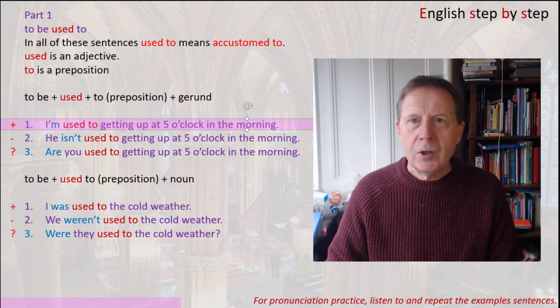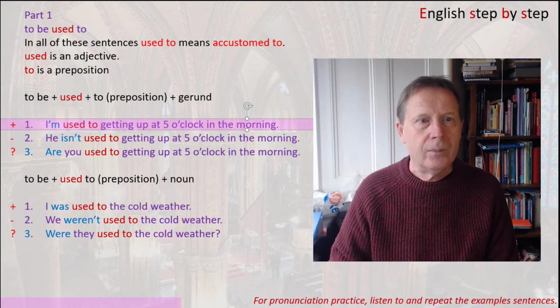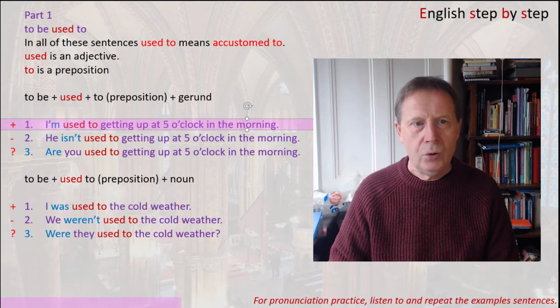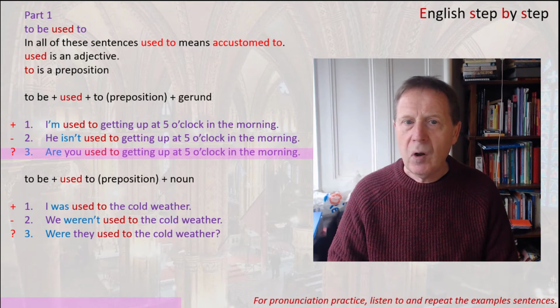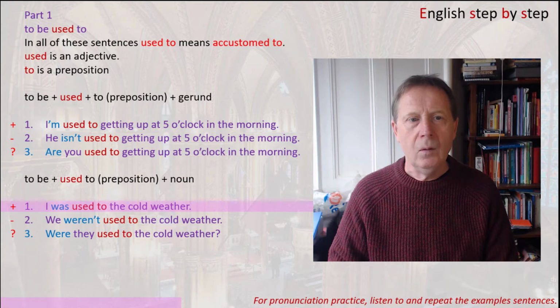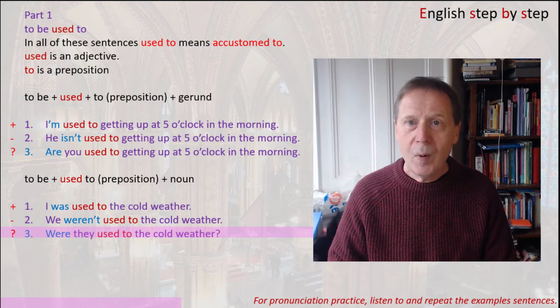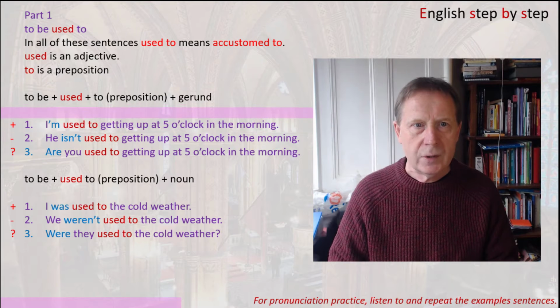So now I'll just repeat the sentences so you can listen to the pronunciation. 1, I'm used to getting up at 5 o'clock in the morning. 2, he isn't used to getting up at 5 o'clock in the morning. 3, are you used to getting up at 5 o'clock in the morning? 1, I was used to the cold weather. 2, we weren't used to the cold weather. 3, were they used to the cold weather? So in all of these examples, used never changes. It's an adjective.